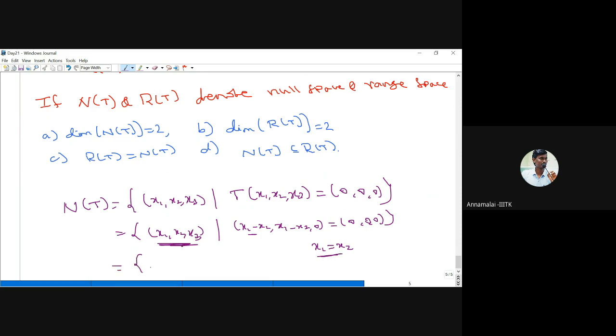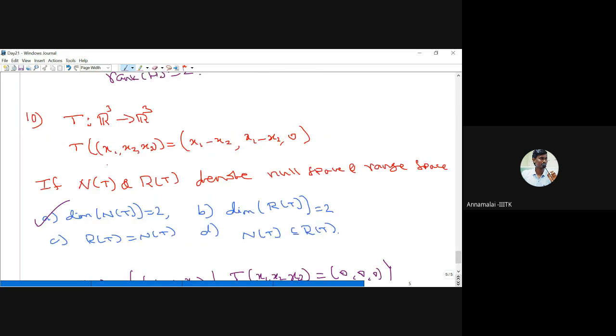Therefore, this is equal to the set of all x1, x3, where instead of x2 we write x1 again. There is no condition on x3, so you have to keep x3. Now we have only two unknowns. Therefore, the dimension of N of t is 2. Therefore, we get the first option.